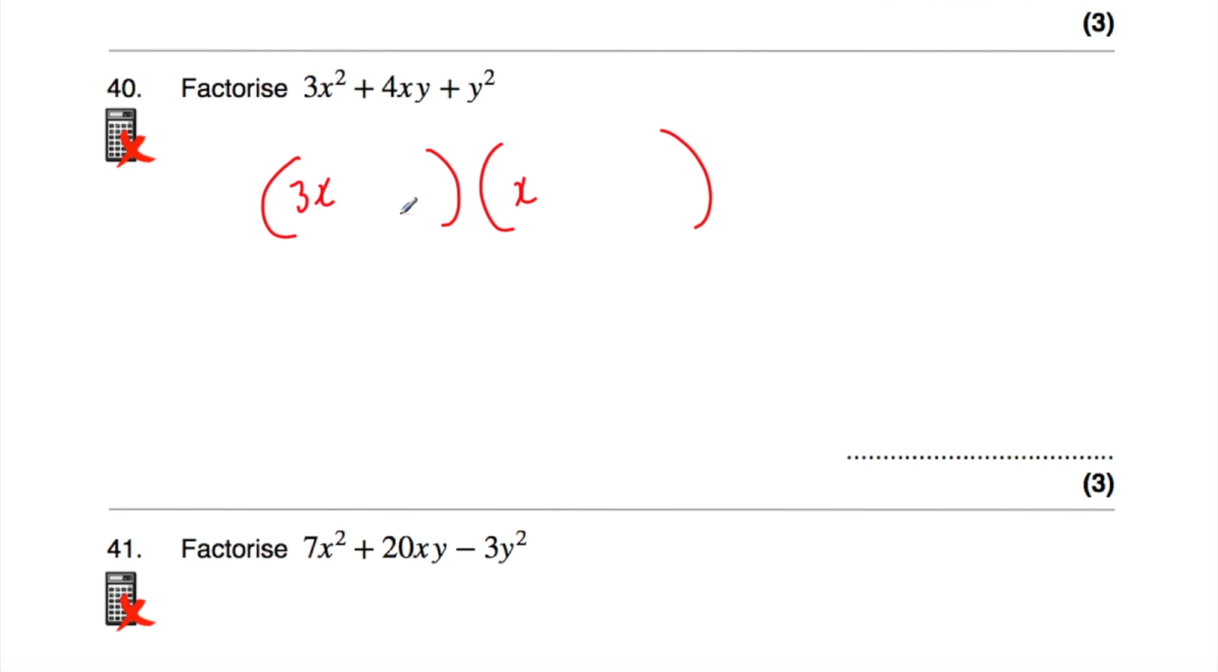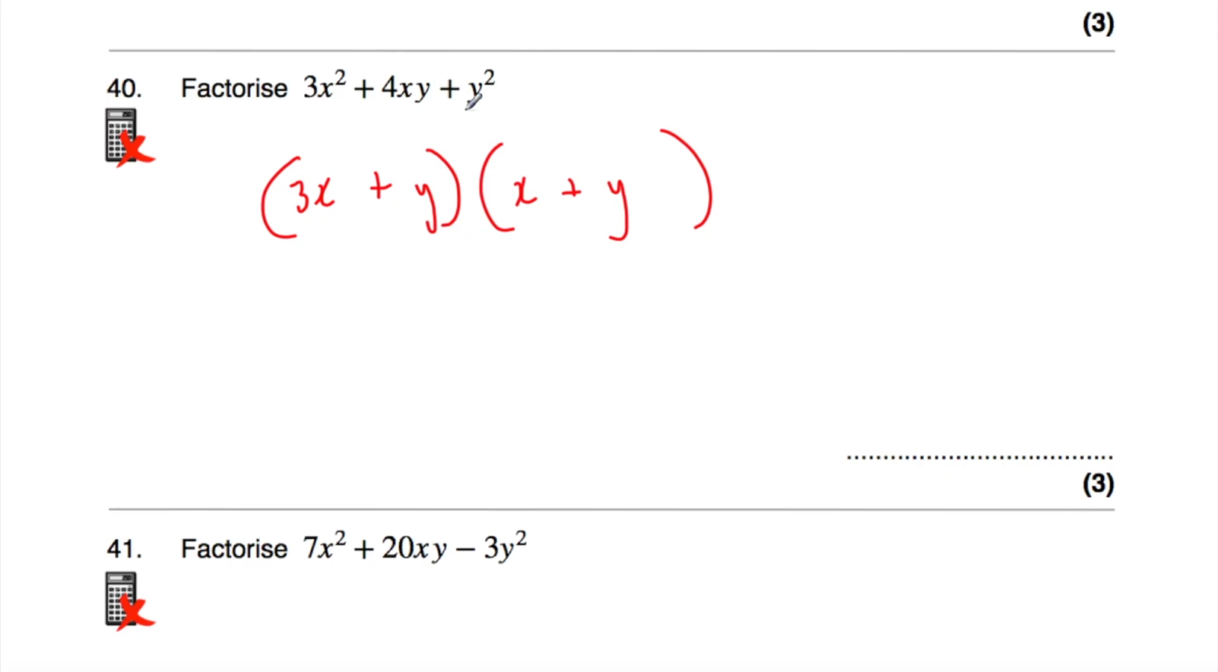Okay, now if we were expanding this, we would have 3x times x, which is 3x squared, fantastic. We would then do 3x times this term, and then x times this term, and then if we add them together, it would give us this. And then finally, we've got our y squared. So let's try plus y and plus y, because y times y is y squared. And let's just see if this would actually work.